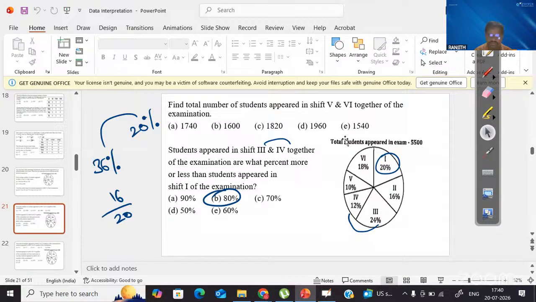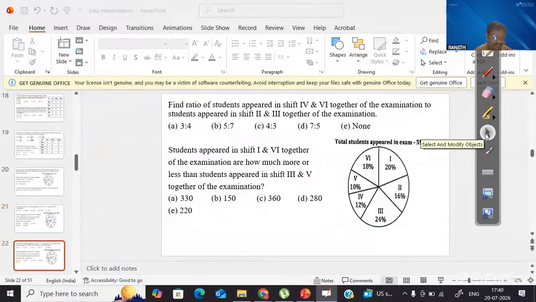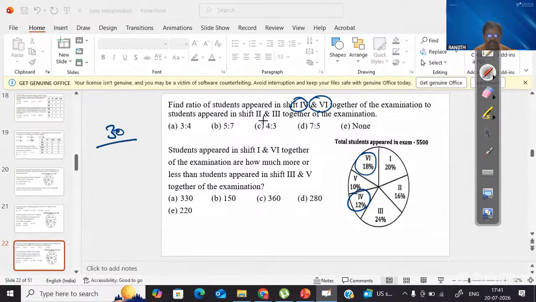Next, find the ratio of students appeared in shift 4 and 6. 4 will be equal to 12, 6 is 18. 12 and 18 equal to 30. 2 and 3, 2 and 3 will be equal to 40. 30 by 40 will be equal to 3 is to 4.